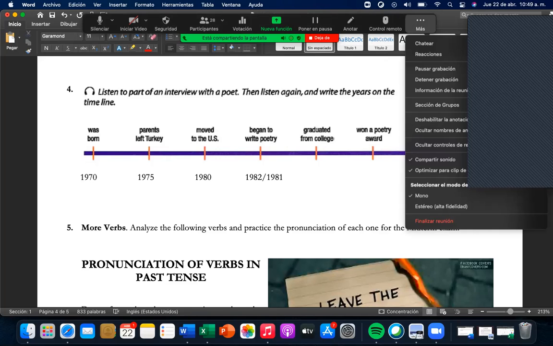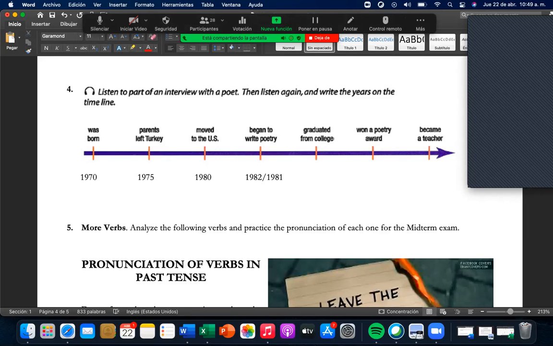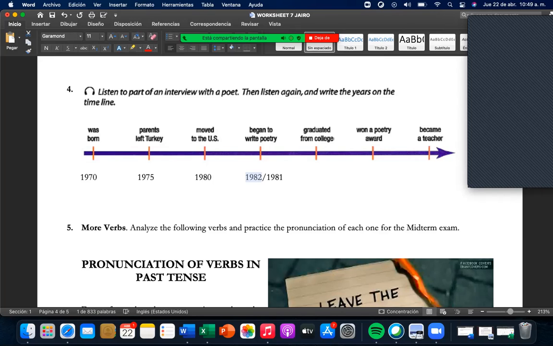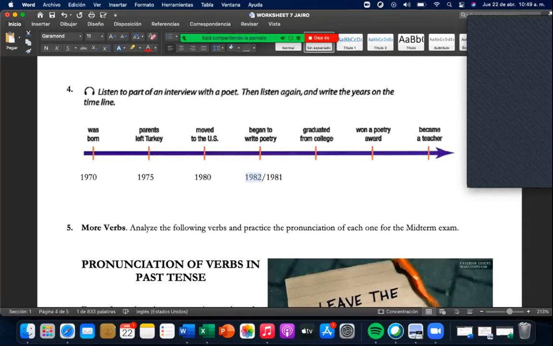I put 1982 because he said that he started 2 years after he moved. Okay, 2 years after he moved. Very good. So he actually says when he was like 12, right? He says something like, I began to write poetry when I was 12 or something. So yes, anyways, it is 1982, right? 1982. This is the correct answer here.